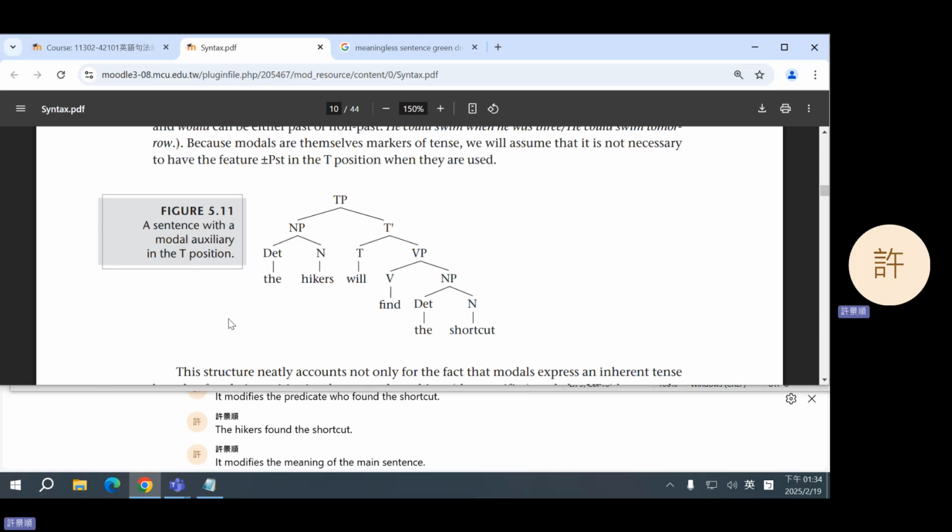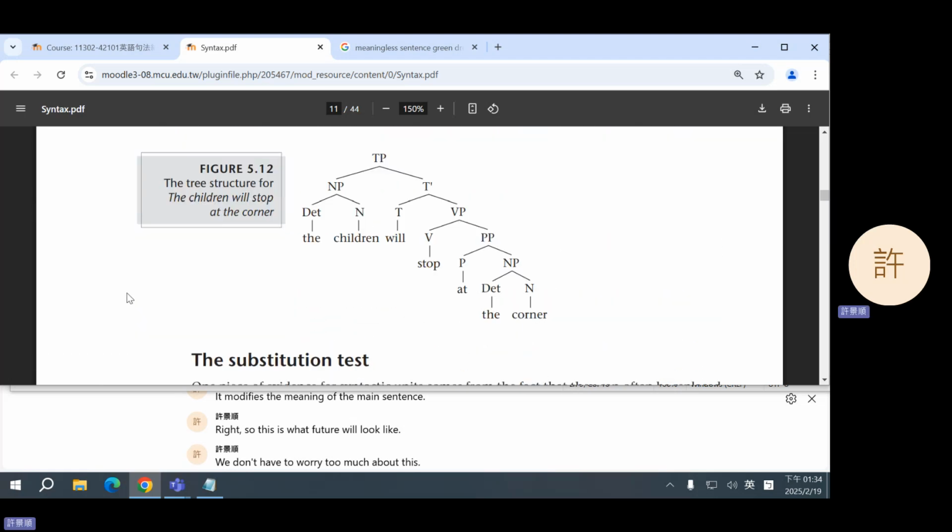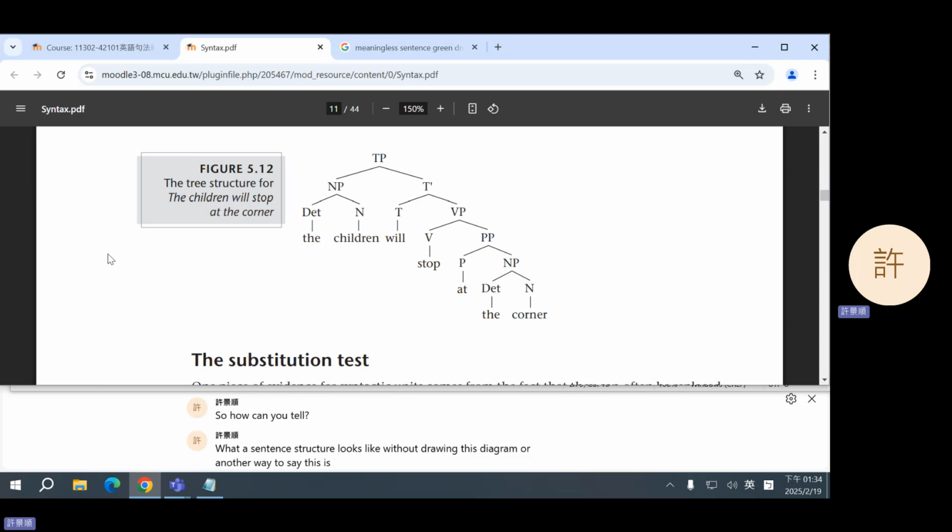Right, so this is what future will look like. We don't have to worry too much about this. So, how can you tell what a sentence structure looks like without drawing this diagram? Or another way to say this is, how can you make sure that you draw this diagram correctly so that it tells you the actual structure of a sentence?